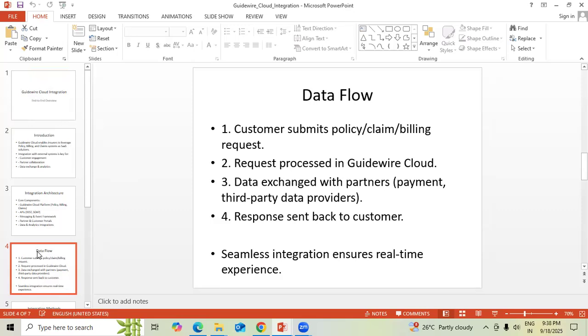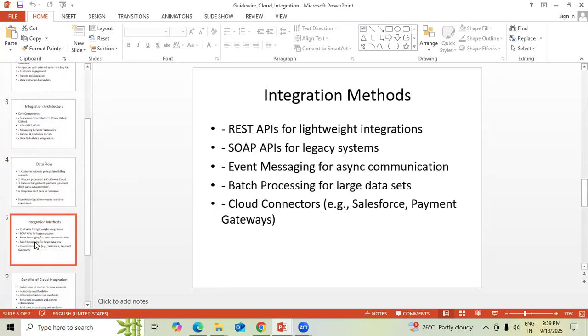Next, the response will be sent back to the customer. This is the flow process generally that we have. One, the customer submits a request, which is processed in the Guidewire cloud. Then data is exchanged with partners, whether payment partners or someone else. Next, the response is sent back to the customer. So it all happens in the cloud environment. This is the flow process which must be ensured, which must be evident. This seamless integration majorly ensures a real-time experience when we are working on the integration part.